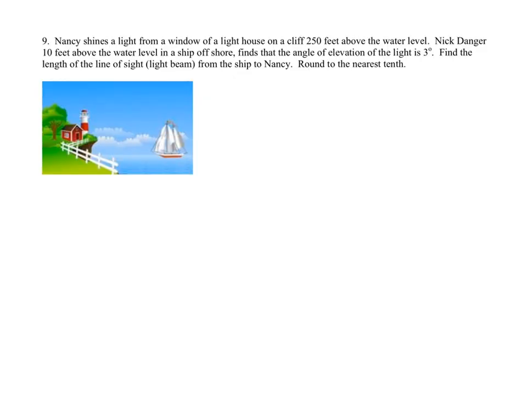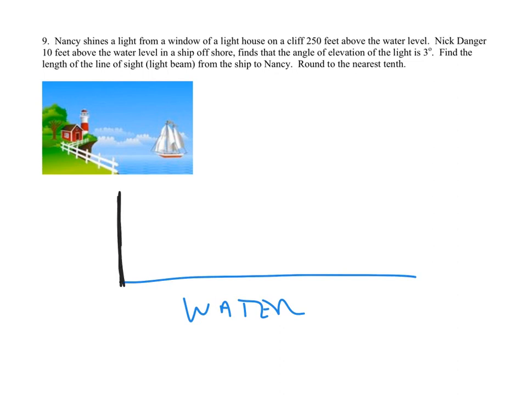Nancy shines a light from a window of a lighthouse on a cliff 250 feet above water level. So here I'm going to have the water, and then I'm going to have this side here where you have the lighthouse and a cliff, and this is going to be 250 feet above water level. Nick is 10 feet above the water level in a ship off the shore. So I have a ship, and this is where Nick is, but Nick is 10 feet off the water level. So that's going to be N.